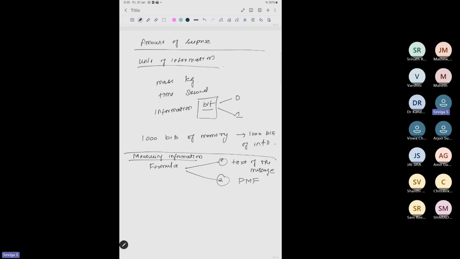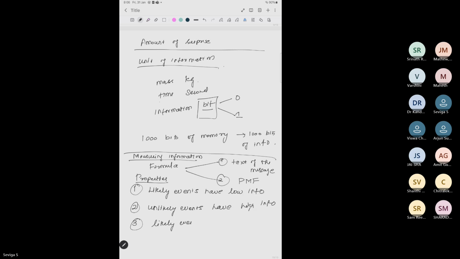This formula has 4 properties. What are the properties? The first one is that likely events have low information. Unlikely events have high information. The third thing is that likely events have less information than unlikely events.